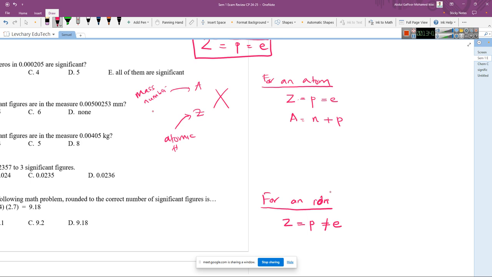Because ions are formed by either adding or removing electrons from the neutral atom. In the previous class we discussed this. Do you remember how you form ions?